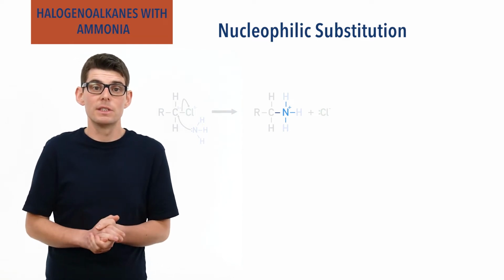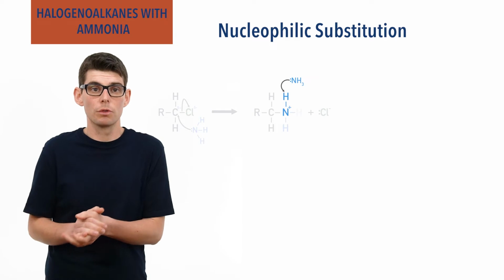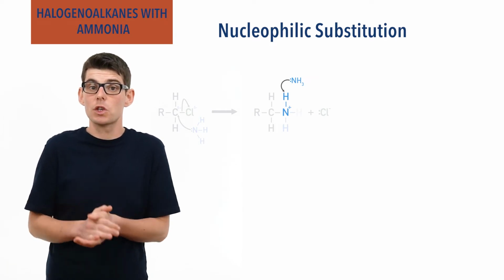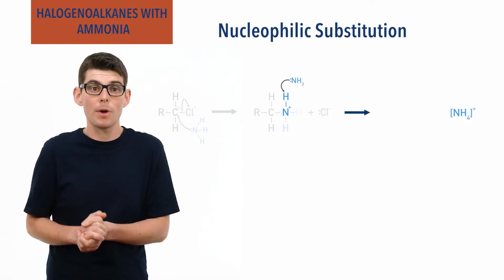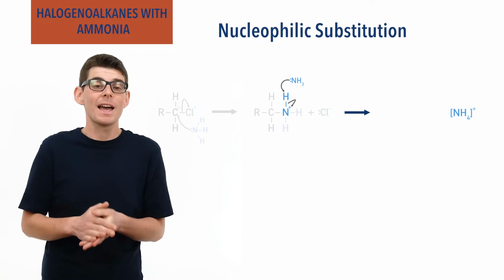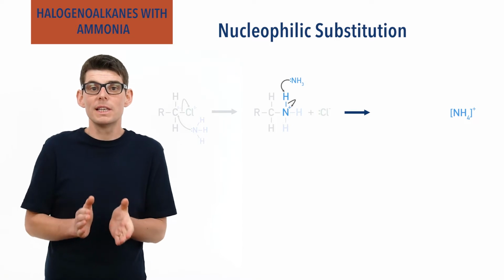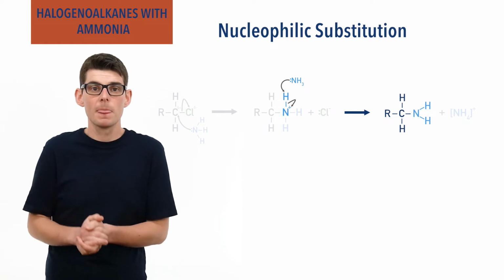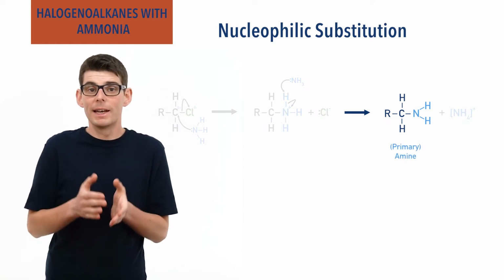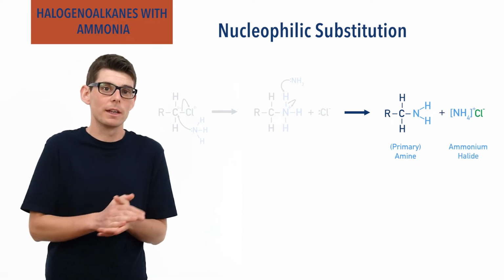To stabilize this intermediate, a surrounding ammonia molecule will act as a base and accept a H+ ion from the positively charged nitrogen group, itself becoming a positively charged ammonium ion, NH4+. As the nitrogen-hydrogen bond breaks, an electron pair goes to the nitrogen and it loses its positive charge, becoming neutral. All this leaves an NH2 group bonded to the carbon chain of the original halogenoalkane, a primary amine. An ammonium halide salt is formed from the positively charged ammonium ion and negatively charged halide ion.